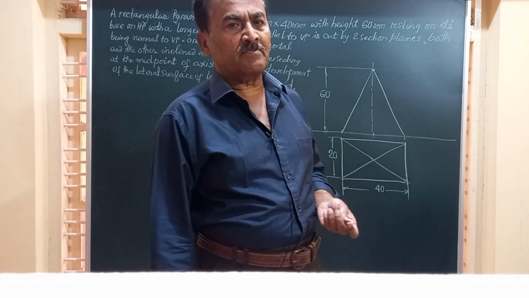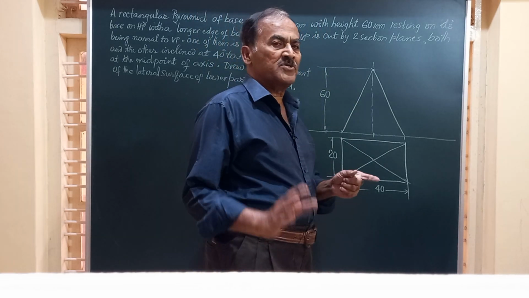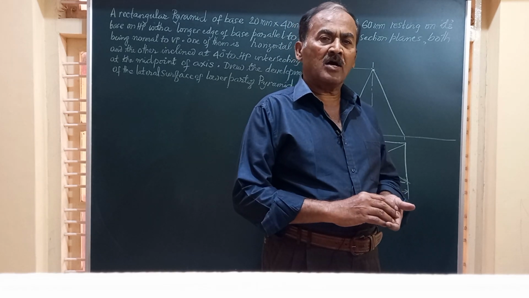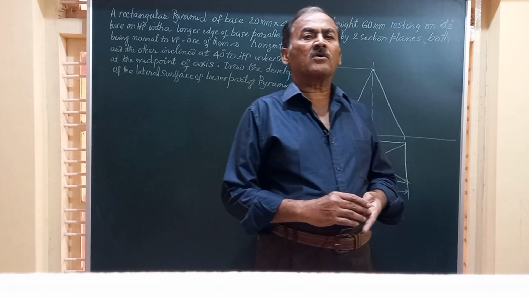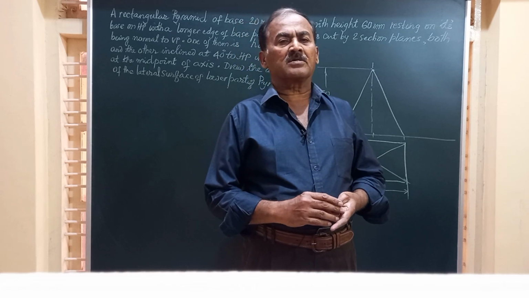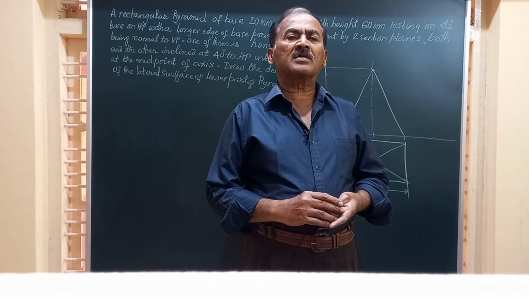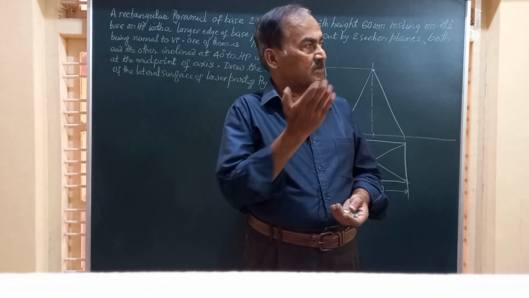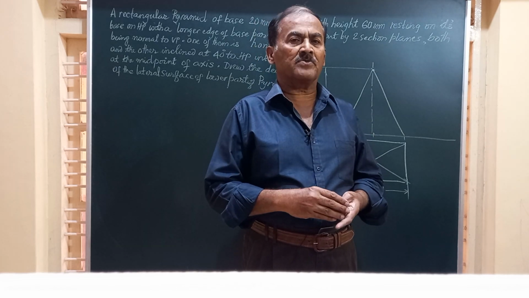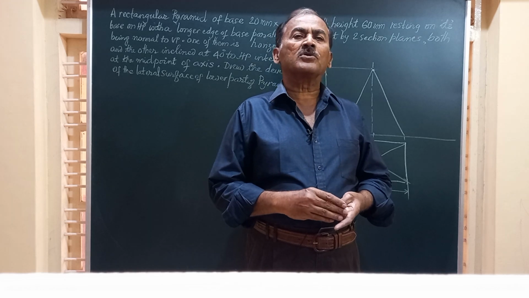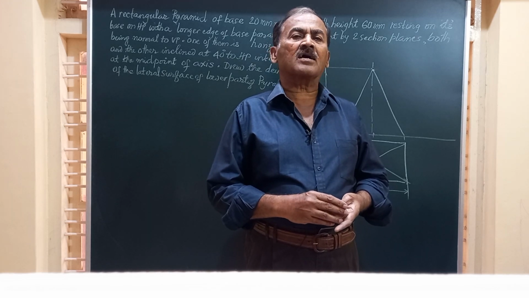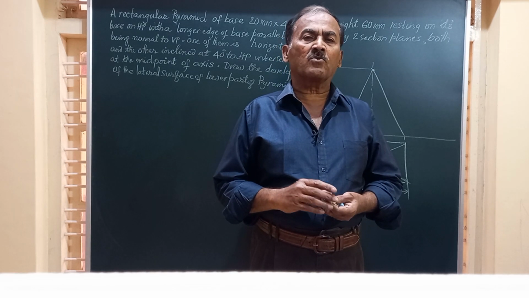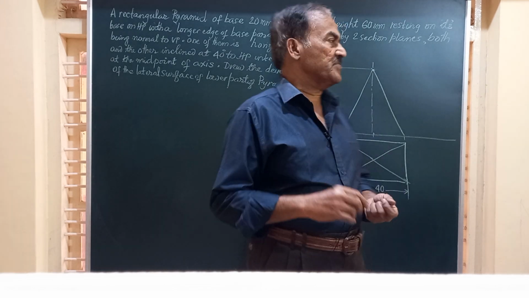Myself, Professor M.H. Annaya. In today's video, we are going to work out a problem on the development of a rectangular pyramid which is being cut by two section planes, both being normal to VP or perpendicular to VP. And these two meet or intersect at the midpoint of the axis. So first of all, let's see what is the question for today's video.